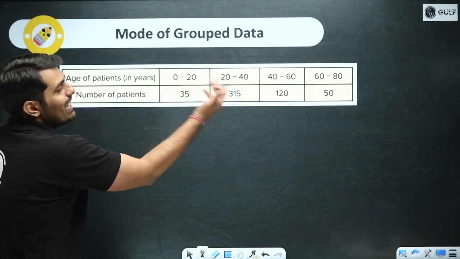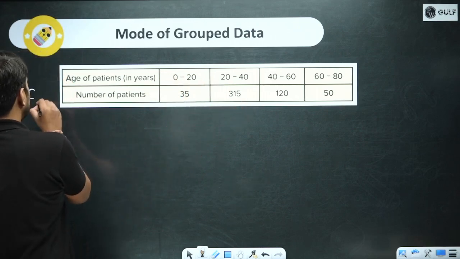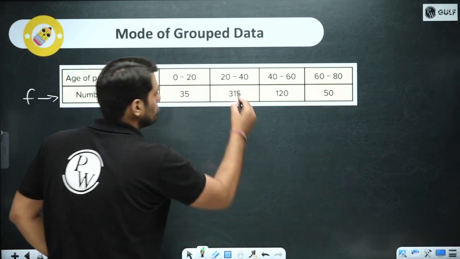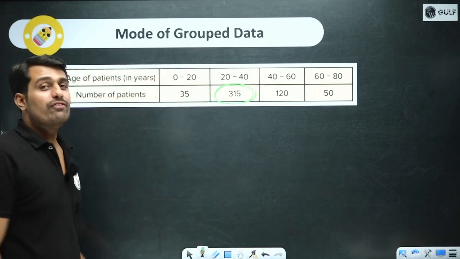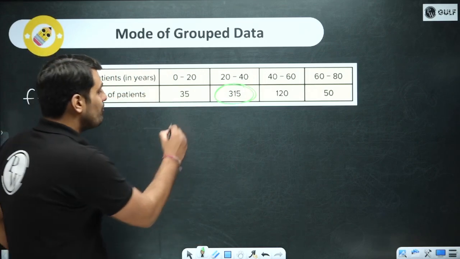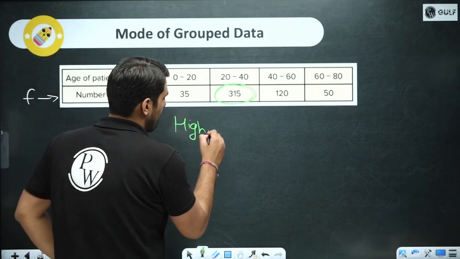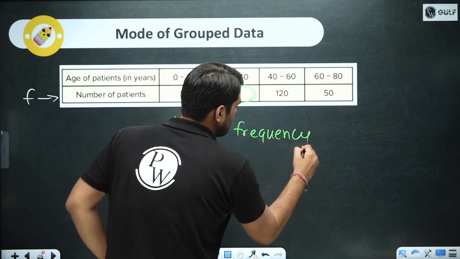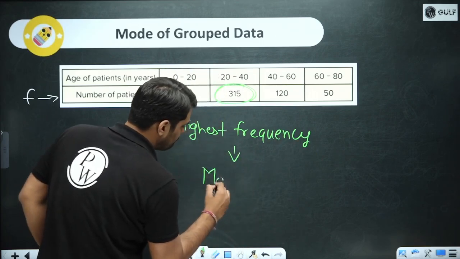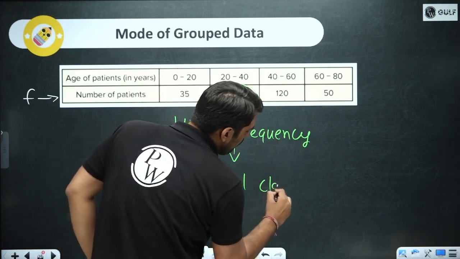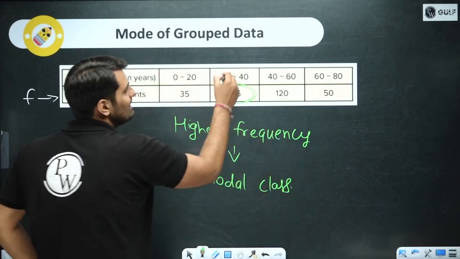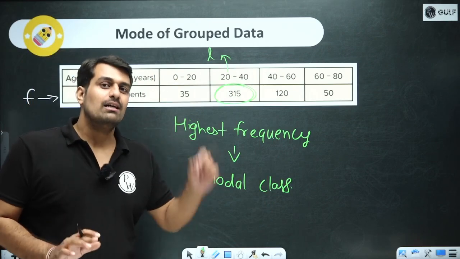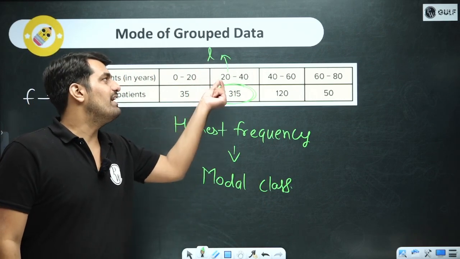Which of the age groups is having the highest frequency? And frequency is this, the number of patients. If you observe carefully, the majority of the people lie in this. The highest frequency will indicate the modal class. And in this modal class, you'll have the value of L. This is your L, the lower limit, the value of L which we are indicating for the modal class.